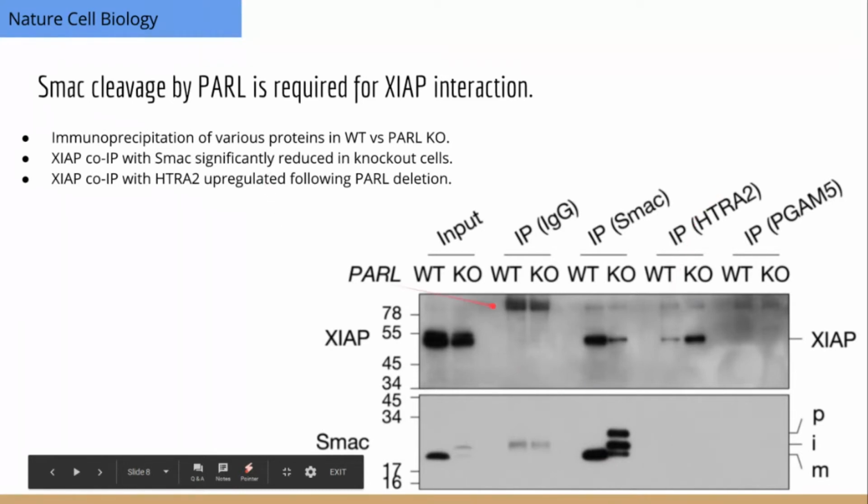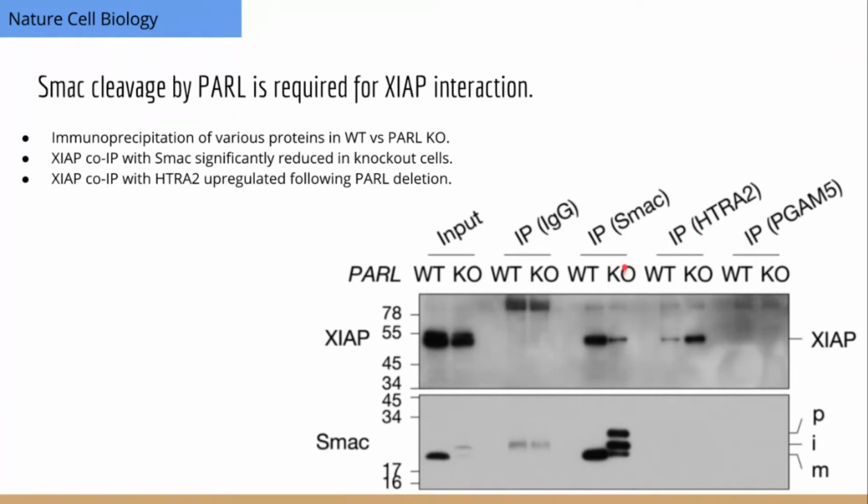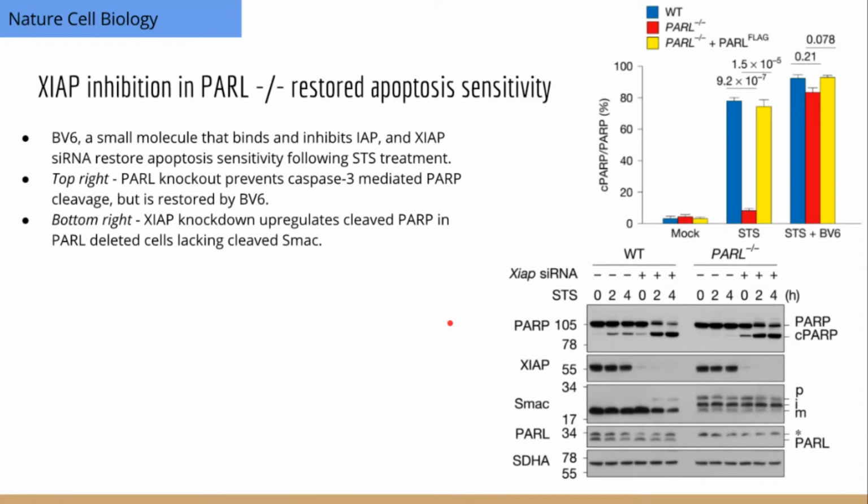But the main idea of this slide is that we saw in the last slide that Smac is not getting released into the cytosol, and that has consequences, including this right here. We have less inhibition of XIAP by Smac. So the theory at this point is that the reason PARL knockout cells are less sensitive to apoptosis is directly because Smac is unable to get processed and released into the cytosol, where it inhibits and binds XIAP.